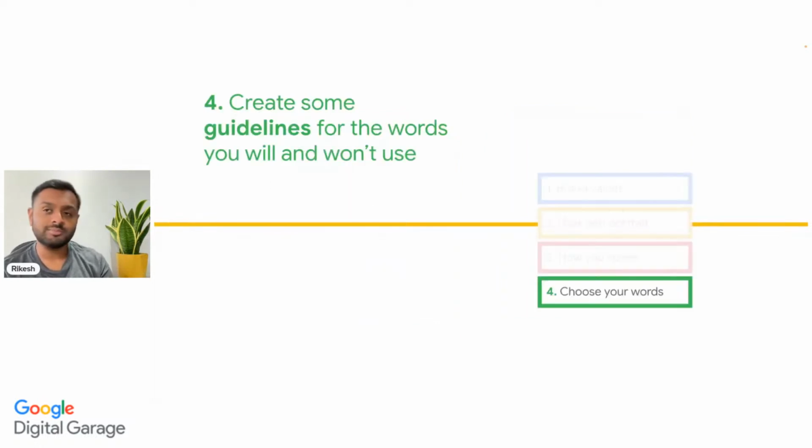Now, the fourth and final step in terms of developing your brand tone of voice is to create some guidelines for words that you will and won't use. This is like creating a bit of a playbook in terms of how you create content for your social media, and generally you can even apply this throughout your website as well. So you're setting yourself some rules in terms of words that you will use within your content and words that you won't use.